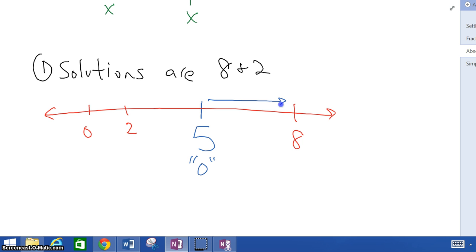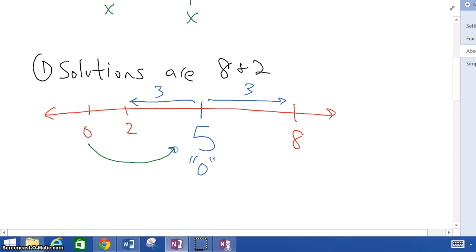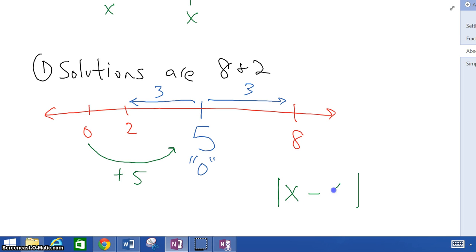And we are looking for things that are 3 away. So what that means is, in order to get here I had to add 5. Which means in my absolute value equation, if I had to add 5 in order to solve it, my equation must be x minus 5. And my distance must be 3. Hopefully that makes some sense.